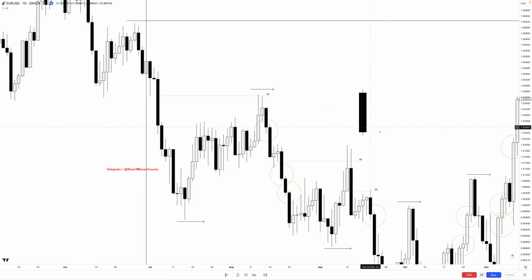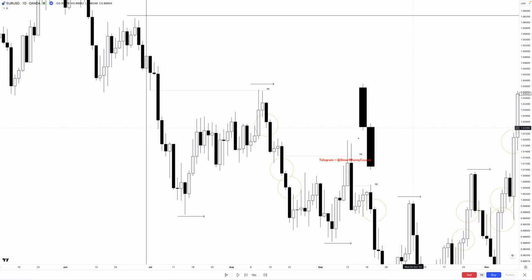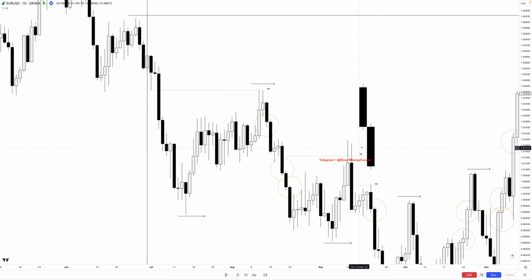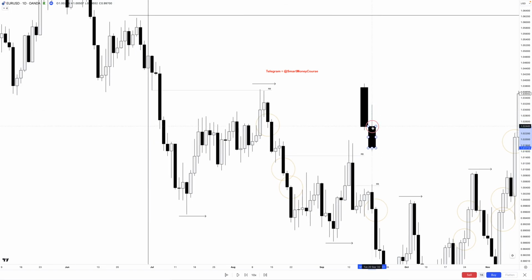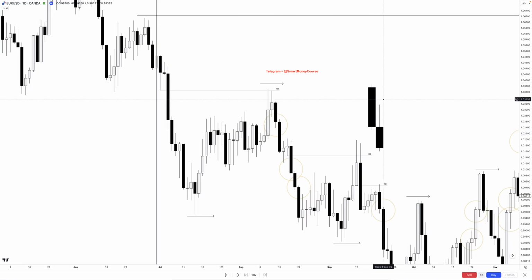Okay, then what we might see the next day is something like that, where we see small manipulation. Now this pullback on the daily chart, this wick to the upside, it can happen in New York, it can happen in London, it can go a little bit higher, or we could see something like this, where we see a deeper pullback.